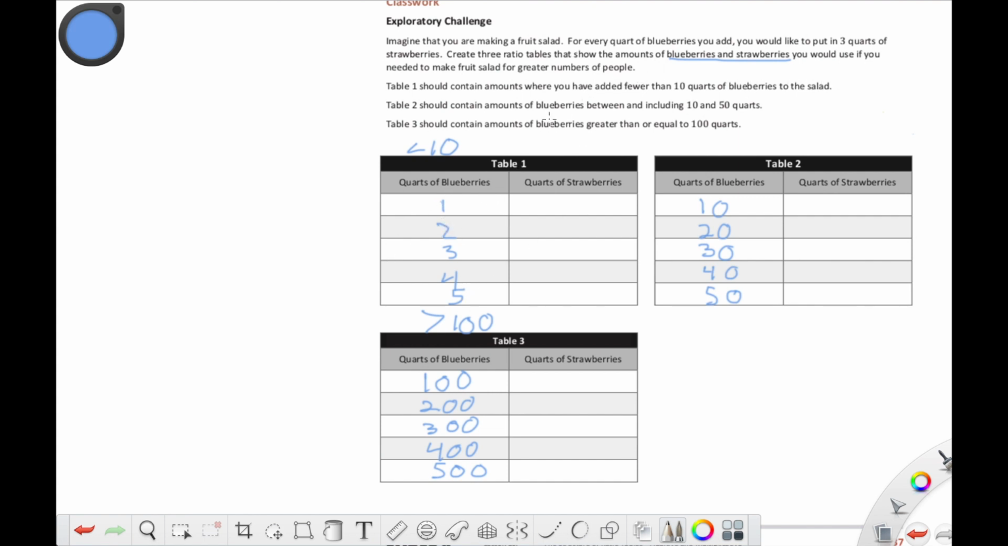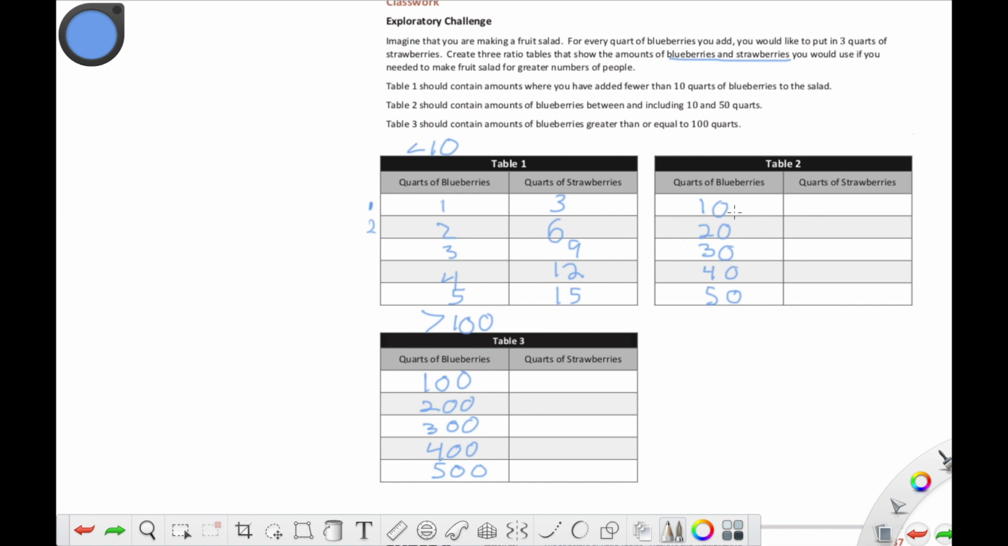So remember, if we add 1 quart of blueberries, we're going to add 3 quarts of strawberries. So if we multiply by 2, this is going to be 6. Then 9, 12, and 15. We find this number by taking the number of blueberries and multiplying. If we have 1 quart here, we have 3. If we have 2 quarts, we got 6. 3 times 2 is 6, 3 times 3 is 9, 3 times 4 is 12, and 3 times 5 is 15.